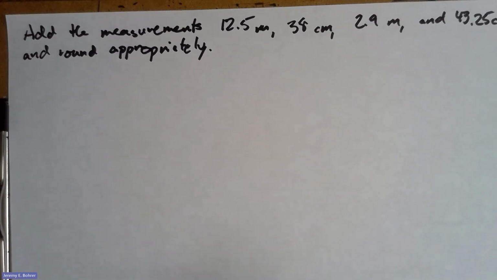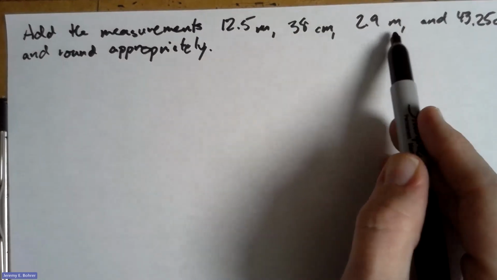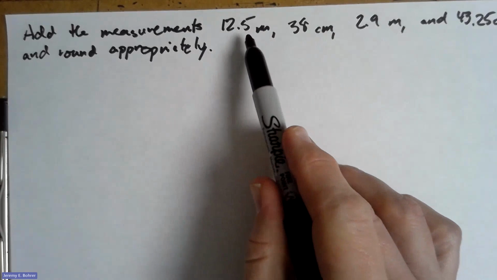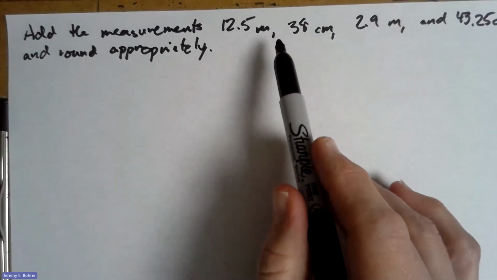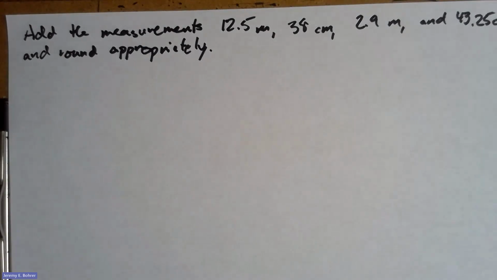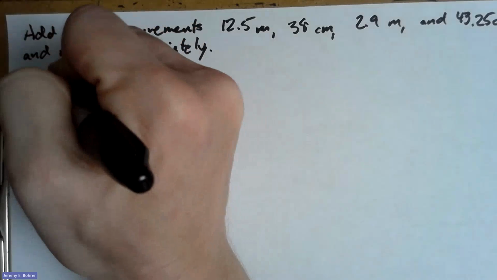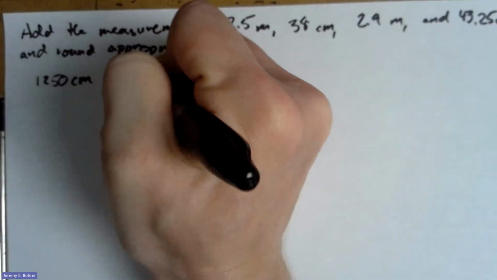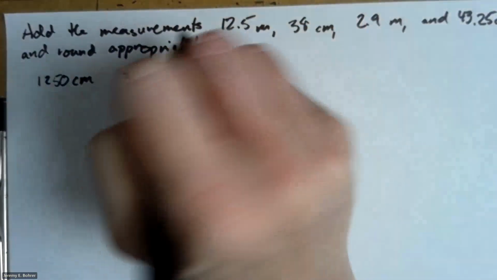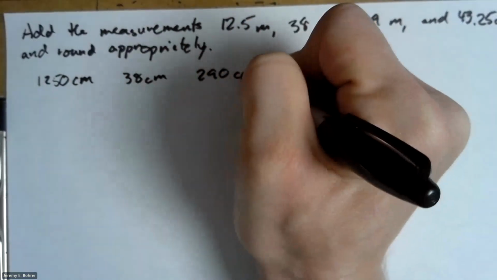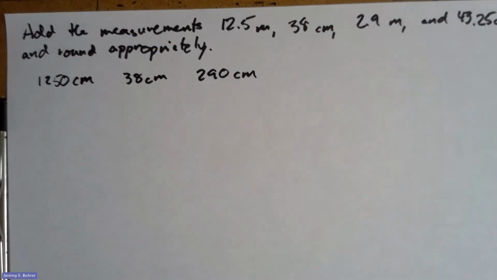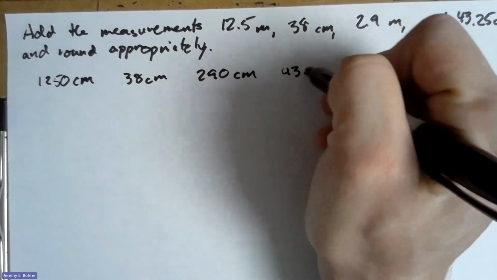The least precise measurements are the 12.5 meters and 2.9 meters. Those are the least precise because they go to 1/10 of a meter. We know that a centimeter is 1/100th of a meter. So this is 1,250 centimeters for the first one. 38 centimeters is still fine. 290 centimeters. All we have to do is multiply these numbers by 100. And 43.25 centimeters. Those are our measurements.